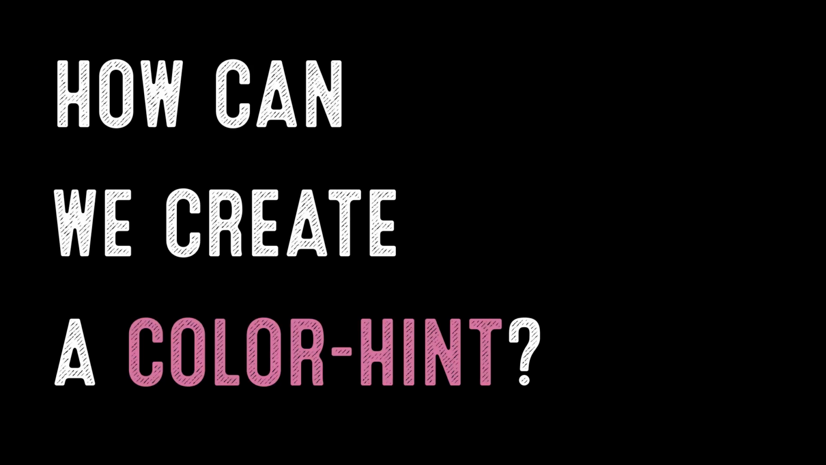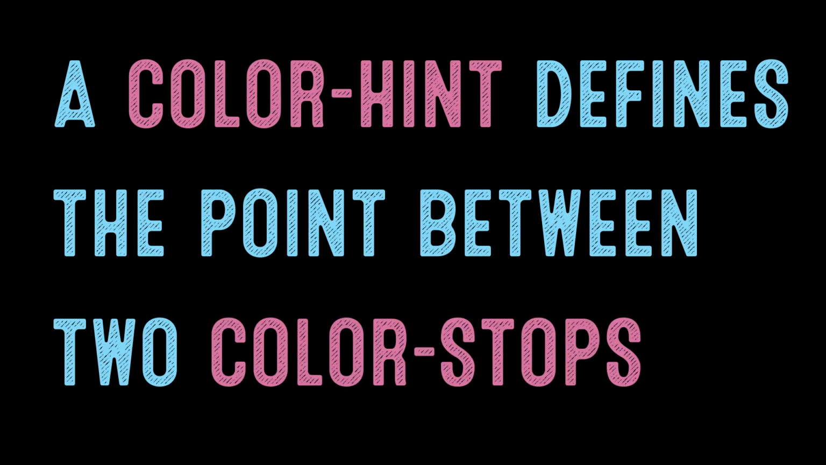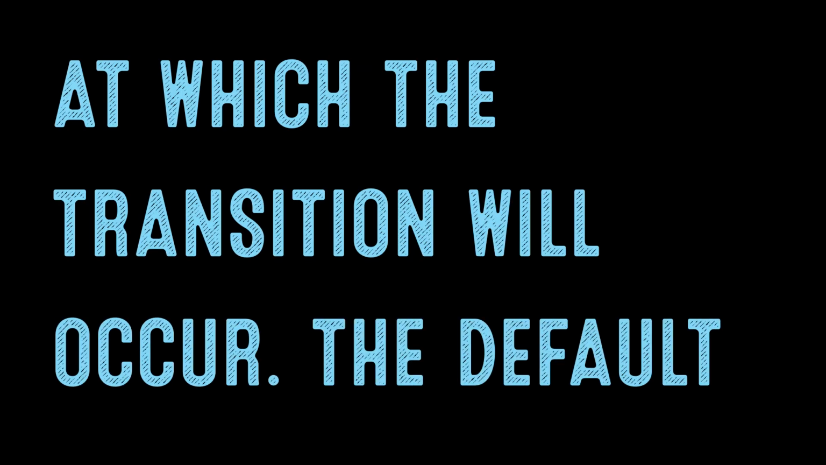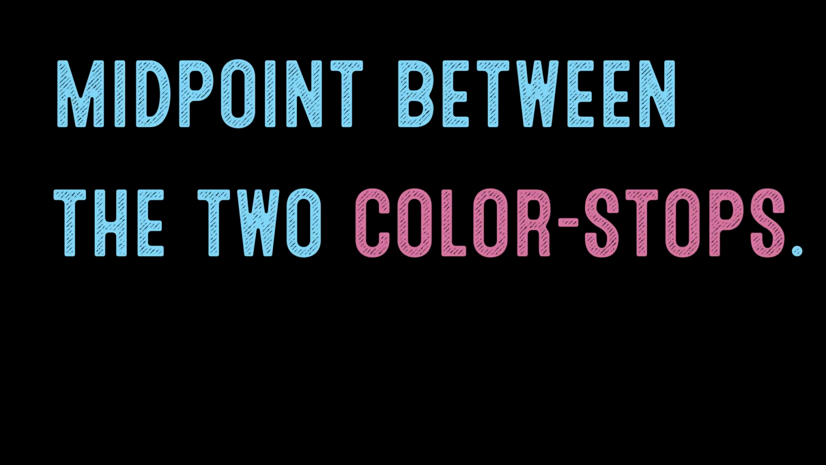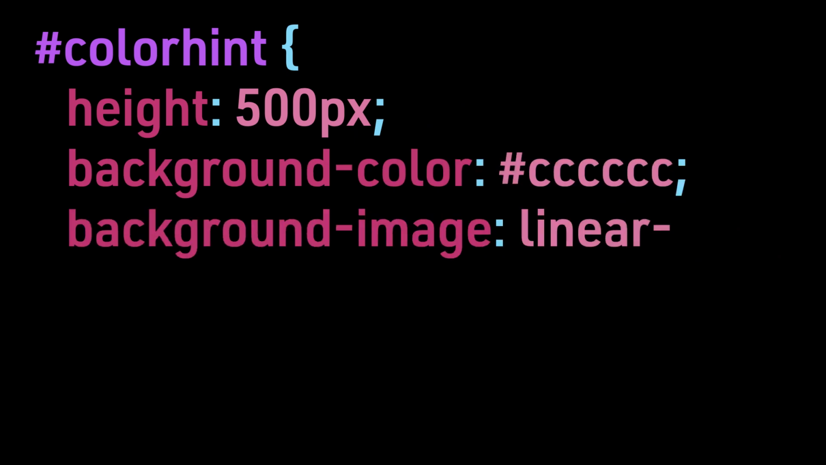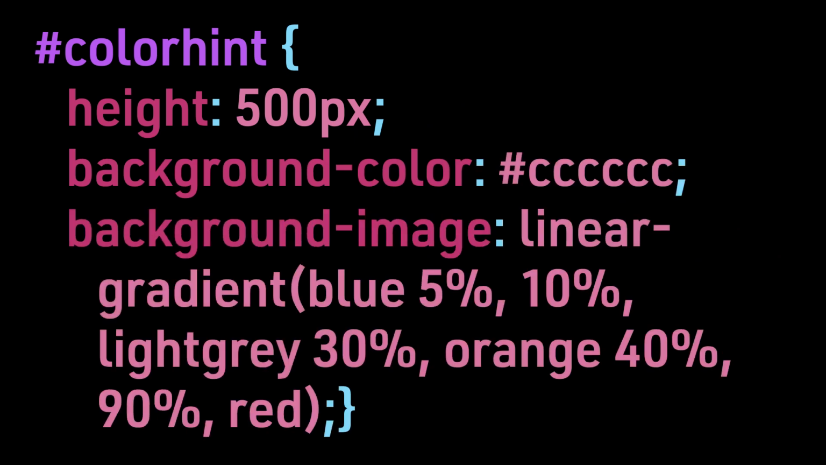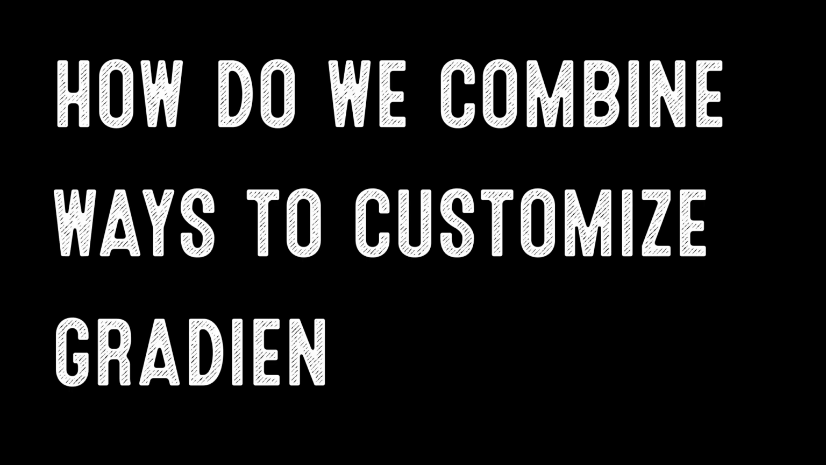How can we create a color hint? A color hint defines the point between two color stops at which the transition will occur. The default for the midpoint of the color transition is the midpoint between two color stops. Here, the color stops are the same as the previous example, but we have added a color hint between the blue and light gray colors at 10% and 90% between the orange and red colors, and you can see how the transition changes.